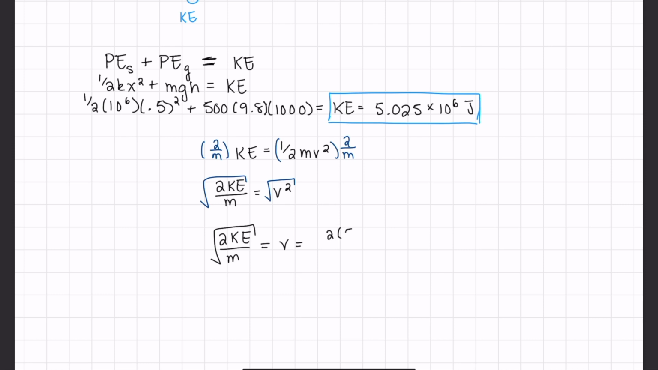And then if we substitute in our values, so 2 times 5.025 times 10 to the 6 divided by 500, I get 142 meters per second, which seems like it would be legal for a roller coaster.